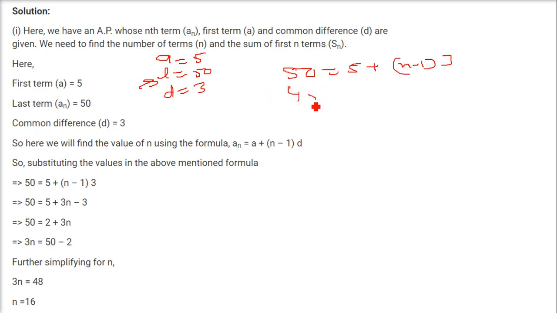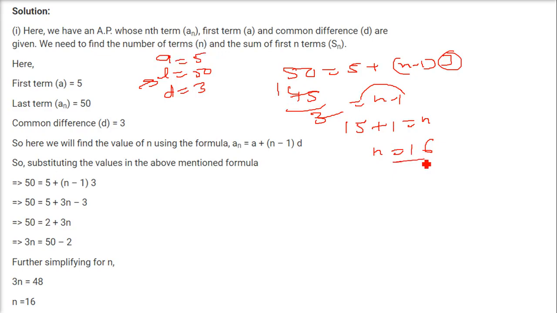This will be 50 minus 5, which is 45. 45 divided by 3 is n minus 1. 3 1s are 3, 3 5s are 15, so you get 15. 15 plus 1, n will be 16. n is 16. Now we have found the number of terms, and we have to find the sum of the first n terms.